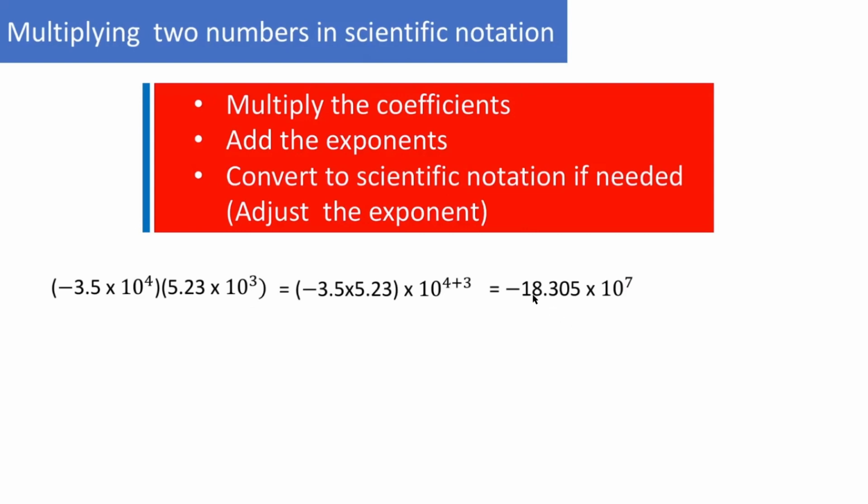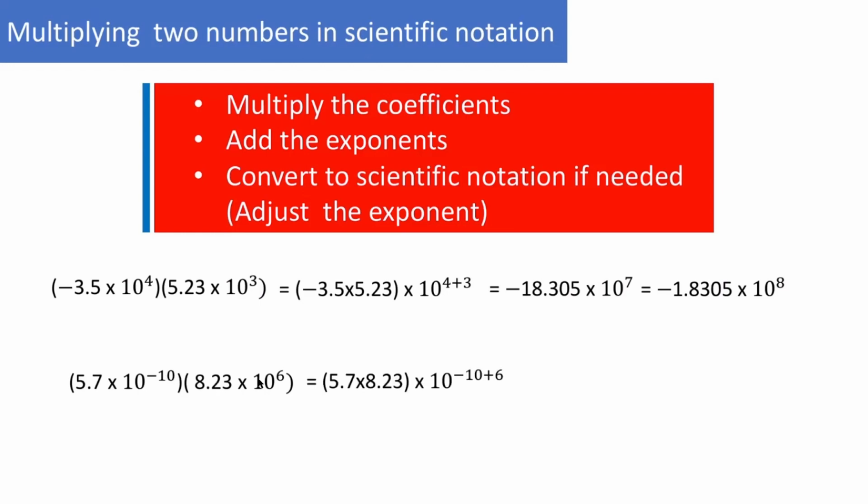I need to move this 1 to the left. I increase this by 1. Remember the rule I mentioned earlier. Another example, the same thing. You multiply these two numbers. Minus 10 plus 6 is minus 4. Now this is not scientific notation. Move 1 position, add 1 to this. Okay?